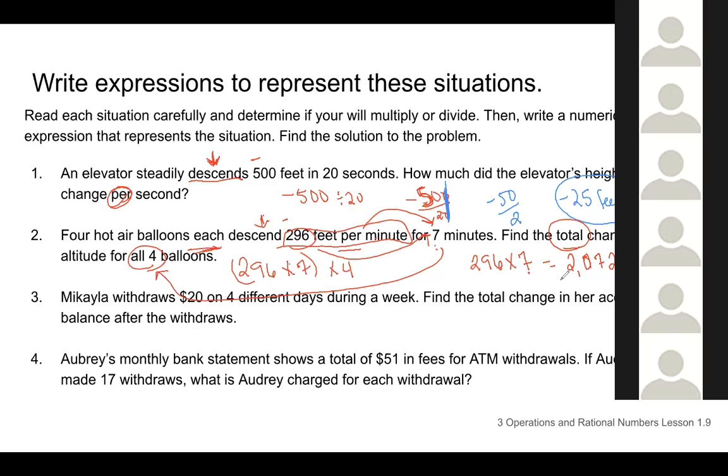Did anybody check to make sure she was right? Or are we just taking her answer? Let me check this. 296 times 7 equals 2,072. So far, so good. Yeah, looks good to me.